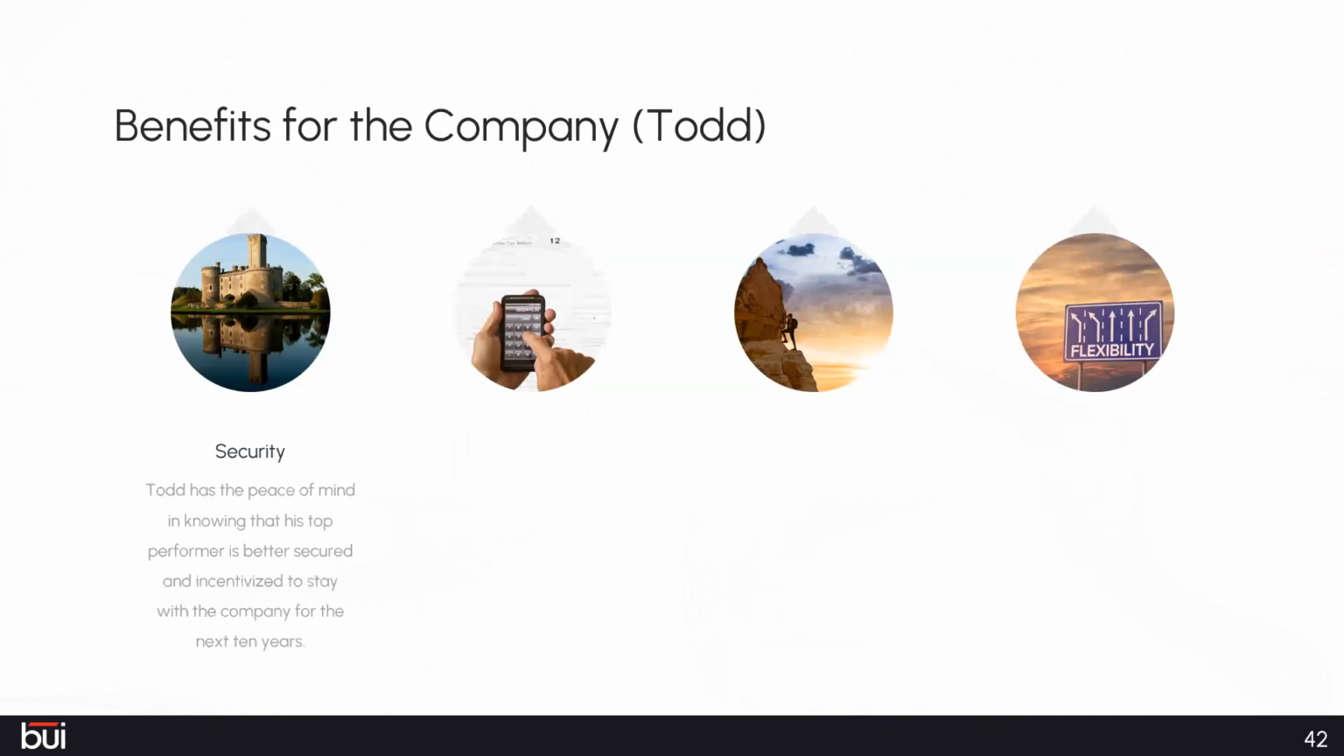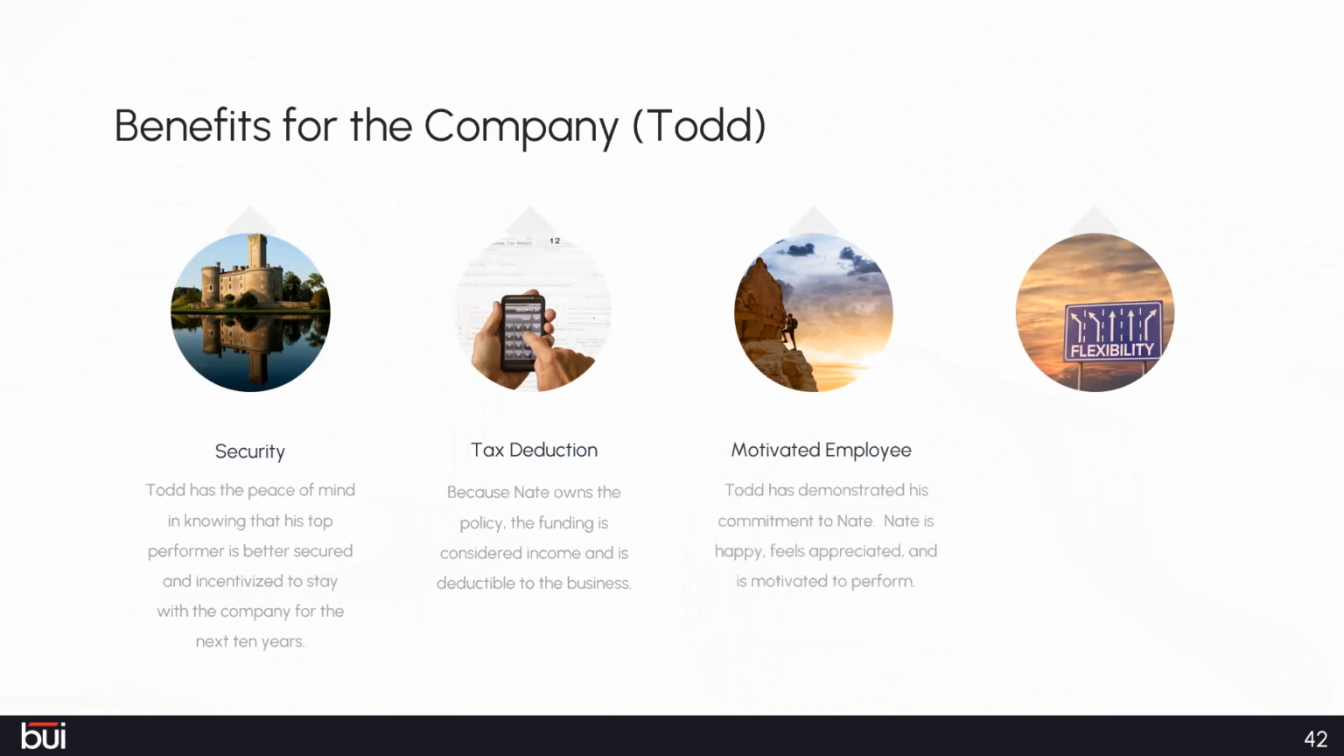Todd has mitigated a significant risk to his company, the loss of a key employee who's holding many of the relationships and bringing in a ton of revenue. So he sort of built a moat around his key employee. He also gets a tax deduction because he's bonusing it out as income. He's got a motivated employee and an employee who has improved morale.